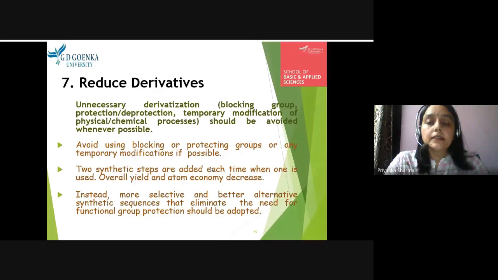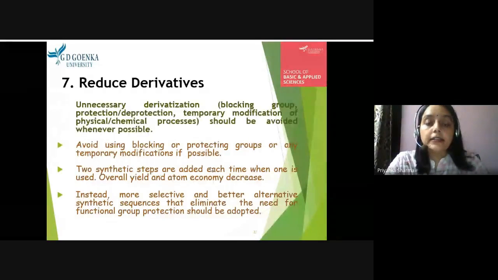We are wasting the material during this transformation. This temporary modification requires lots of chemicals, lots of effort, lots of time. As well, waste is also produced. So that is going to affect the overall yield as well as the atom economy. So if we are designing any synthetic route, any chemical transformation, we have to choose methods which reduce the formation of derivatives, which do not use blocking or protecting of the functional group.